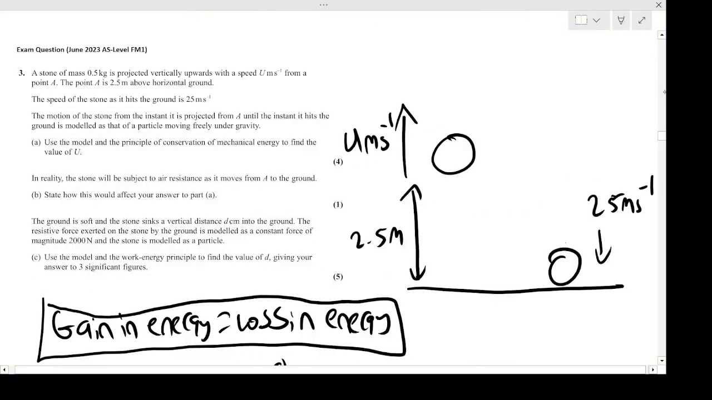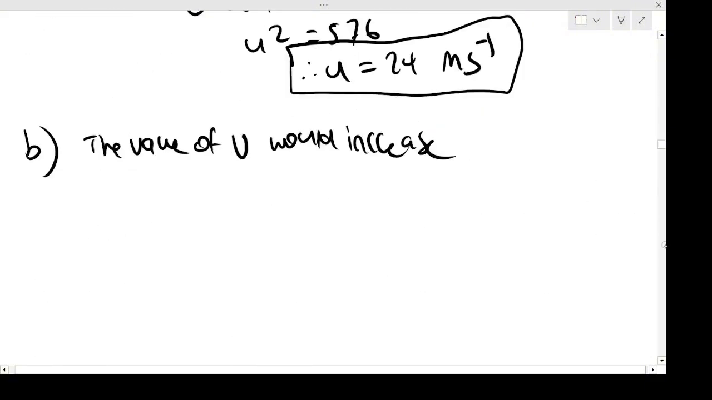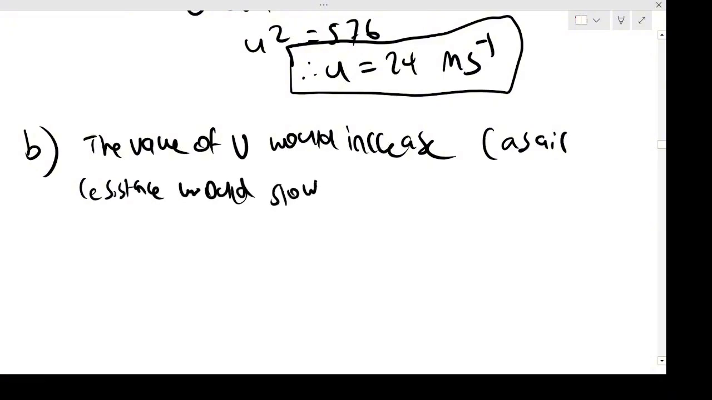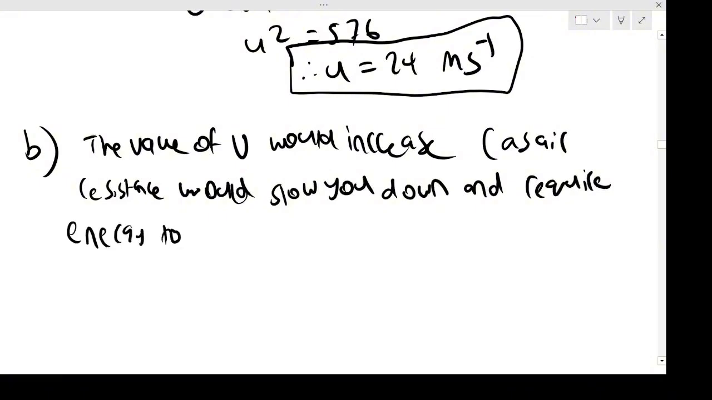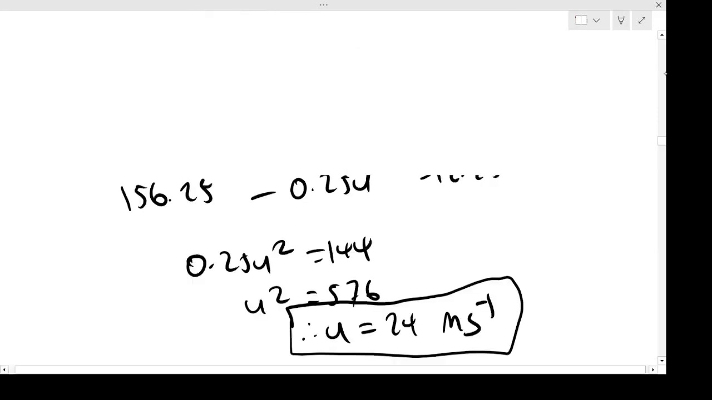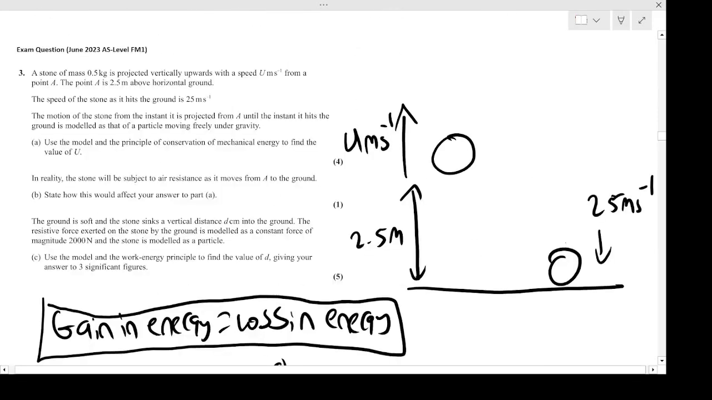Okay. And that's really all they're looking for. Okay. I guess you could say as air resistance, you don't have to, but the idea is air resistance would slow you down and require energy to overcome, right? And so there we are. Okay. Quite a weird question. You get those in normal maths as well, but that's the idea.